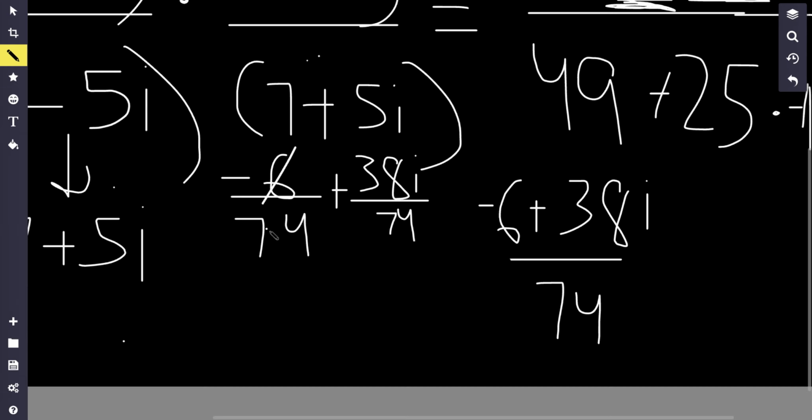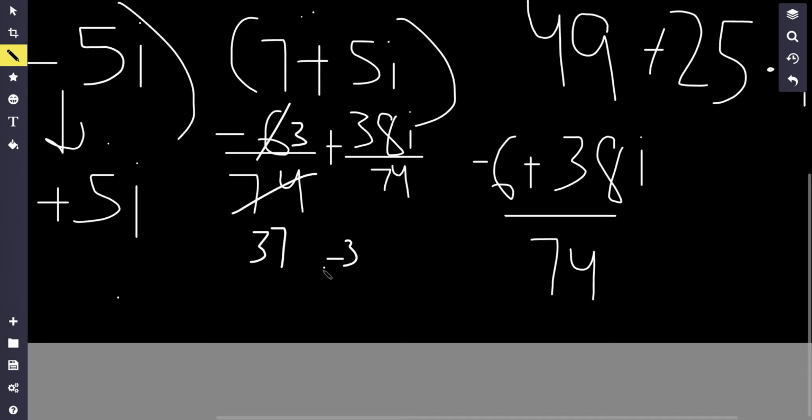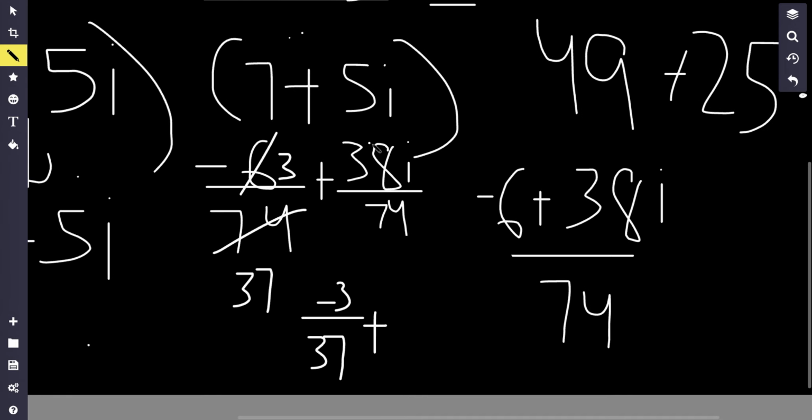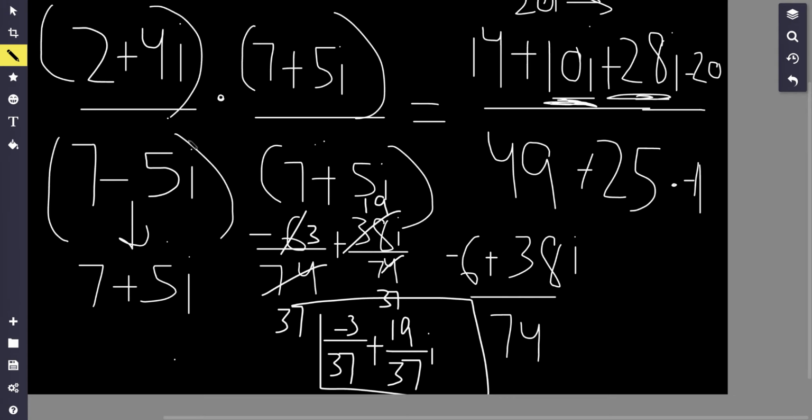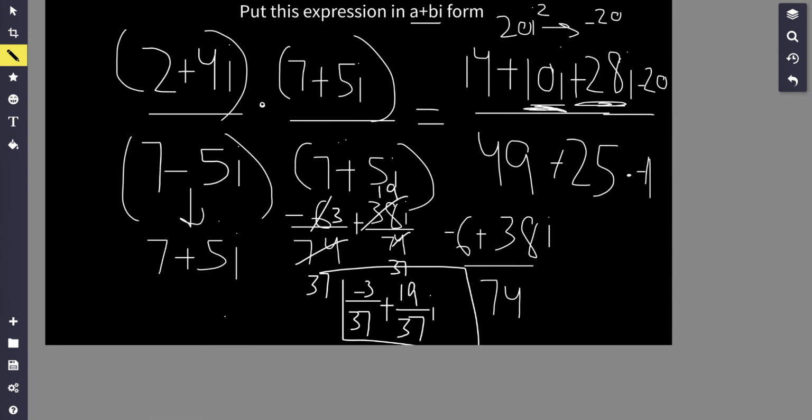So 6 and 74 have a common factor of 2, so this simplifies out. So we have negative 3 over 37 plus, so 38 and 74 have a common factor of 2 as well. So plus 19 over 37, and don't forget the i. And there we have it. This is our simplified expression in a plus bi form using the conjugate method.